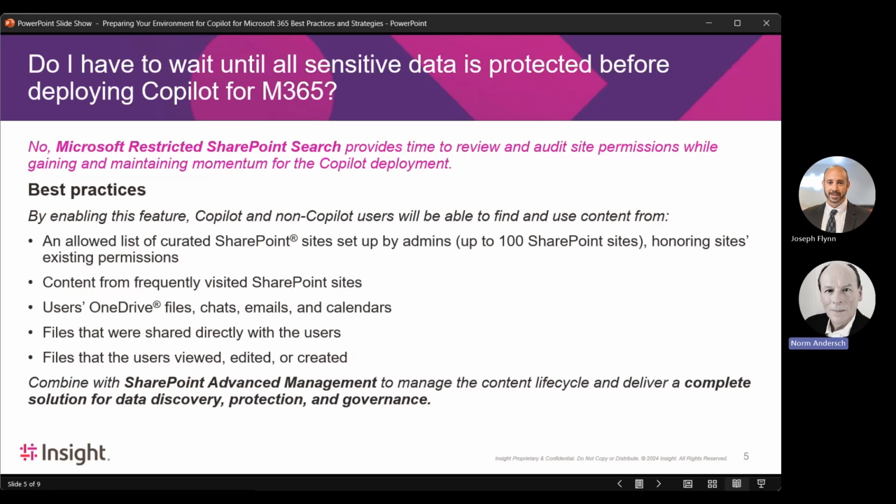So this is basically a hand-in-glove solution here, where you're using the restricted SharePoint search to get yourself started and get yourself rolling on Copilot without overexposing what those folks have access to. And then leveraging the SharePoint Advanced Management to clean up the backside at the same time you're doing your data estates hygiene with Microsoft Purview. Well said. Love it. Absolutely love it.